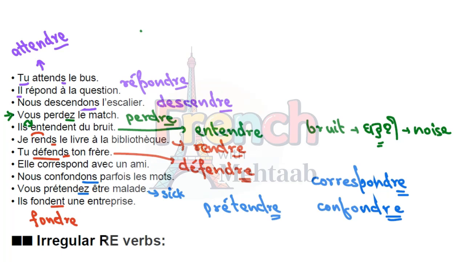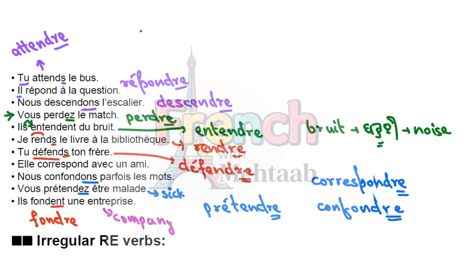So, ils fondent une entreprise. Entreprise means company. Ils fondent, they found, une entreprise, a company. So that's how the verbs are used in the sentences. We conjugate the verbs according to the subject and we change the endings of the verbs.